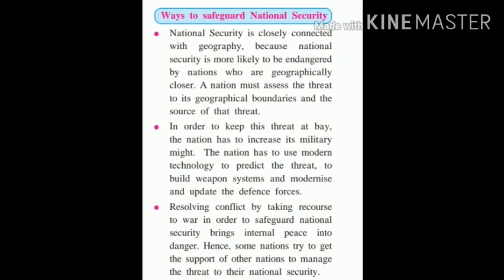Predict means to say something about the future. Tell them something about the future. That is called a prediction, or in Hindi we call it bhavishyavani karna. So there should be proper technology that will predict the threat.